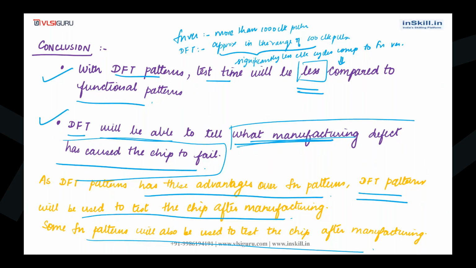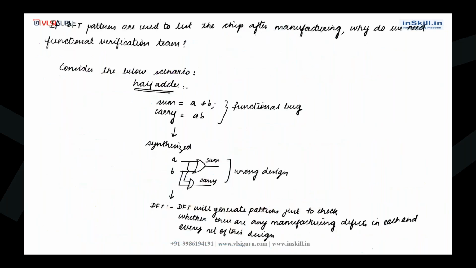Functional validation is also important, right? Without a verification team, how will we get to know if the chip is performing to its extent? Yes, exactly. So, if DFT patterns are used to test the chip after manufacturing, why do we need a functional verification team? As we have just told, it is actually to check the functionality.